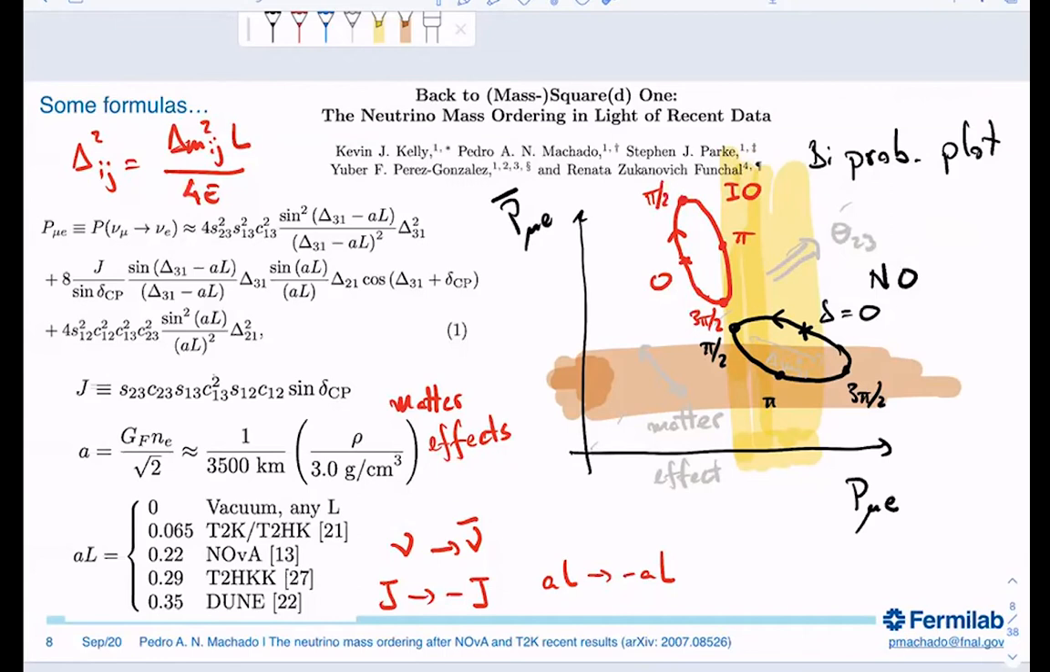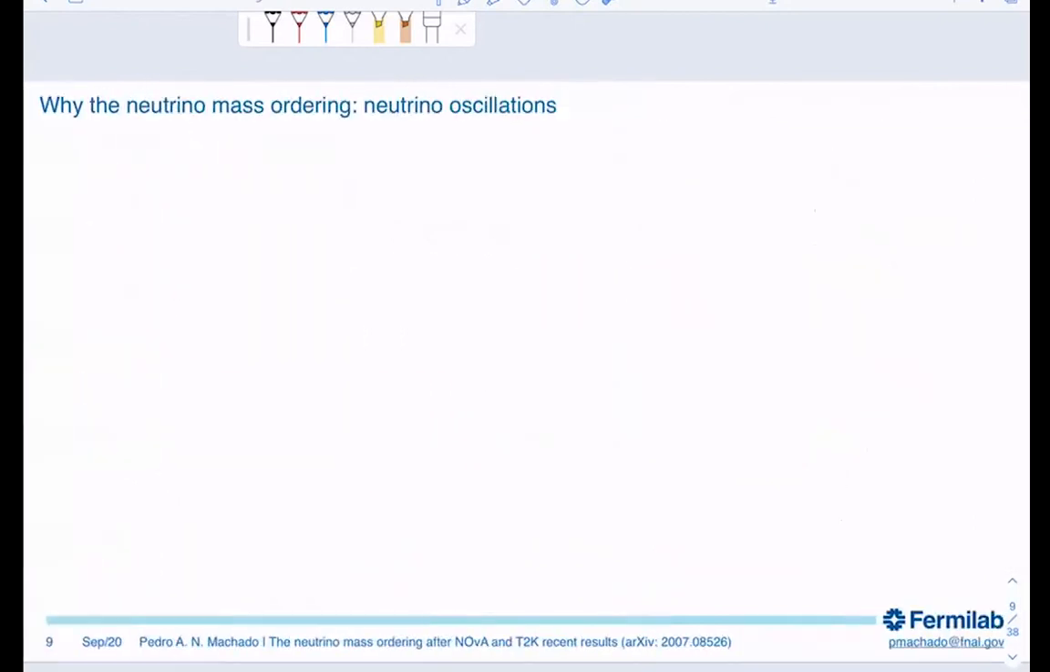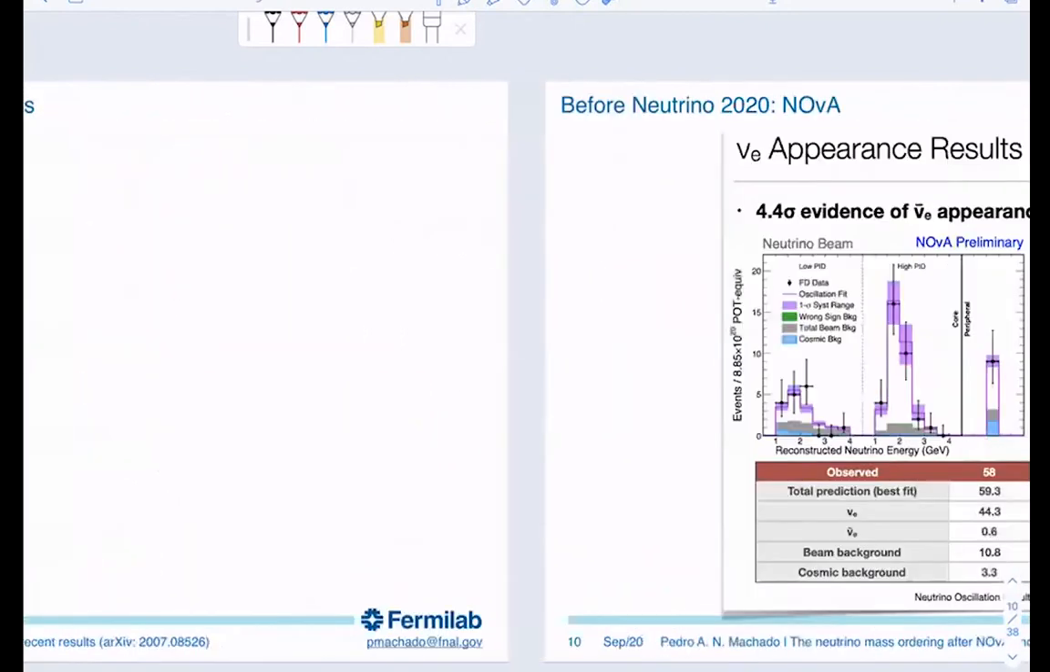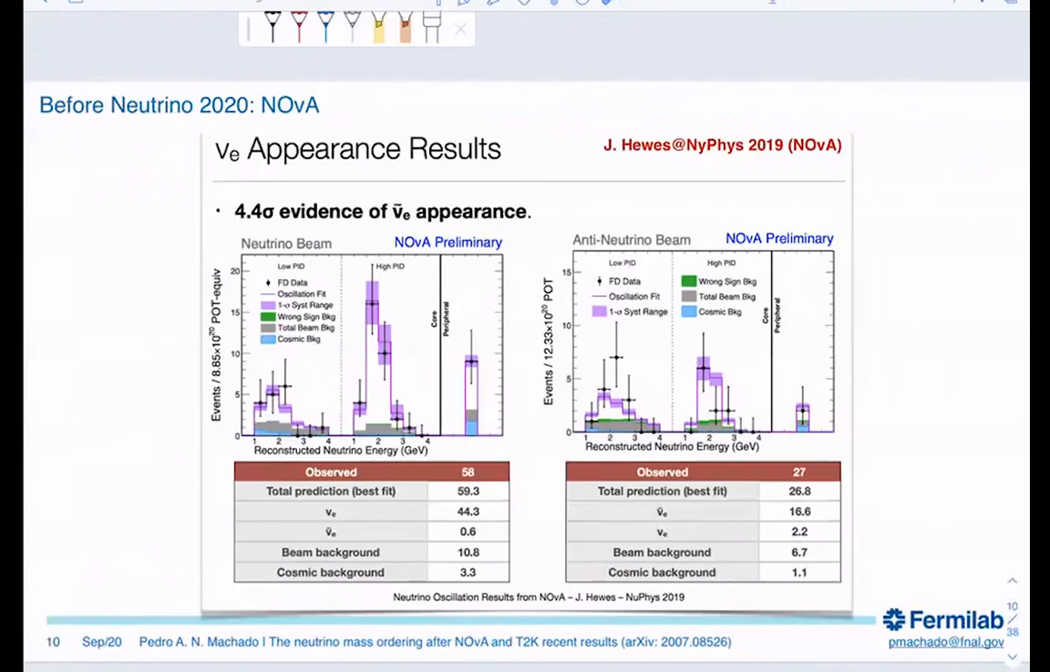Okay, so let me get to some data. Before Neutrino 2020, we had the following results from NOvA and T2K. NOvA measured nu_mu to nu_e appearance and nu_mu bar to nu_e bar appearance.